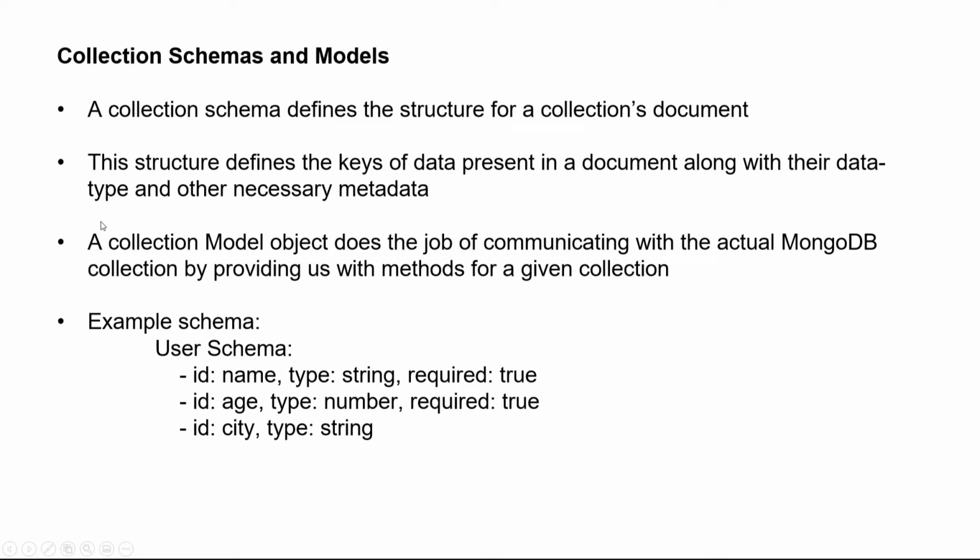Now we already know that a collection model object does the job of communicating with the actual MongoDB collection by providing us with the methods for a given collection. And these models will be based off the schemas that we'll be creating for our project. And that's the reason why both of them have a strict relationship with each other. First, we'll be defining a collection schema and then we'll be able to create the object model based on that schema.